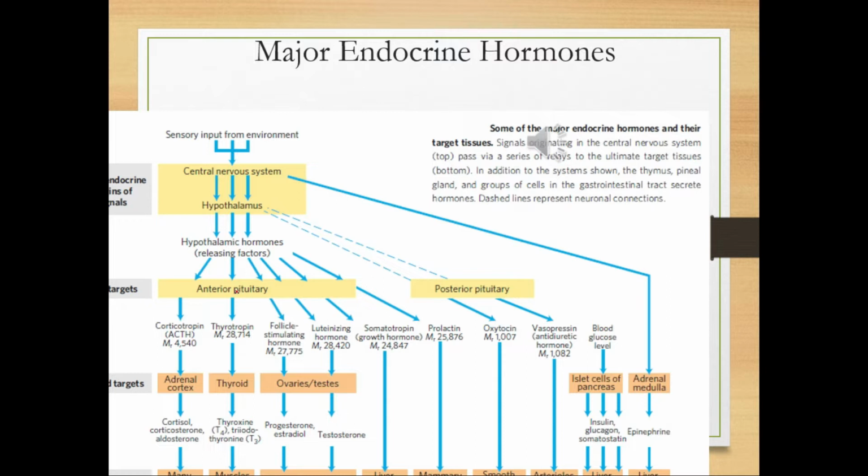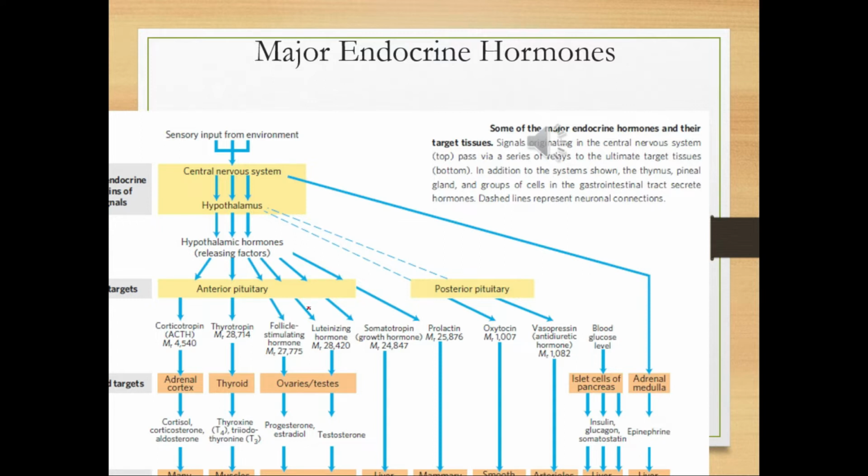Now, as we have already seen, there are two lobes of the pituitary, anterior pituitary and posterior pituitary. So, as a result, the anterior pituitary lobe secretes certain other hormones like corticotropin, thyrotropin, follicle stimulating hormone, luteinizing hormone, somatotropin hormone, also known as growth hormone, and prolactin. And when the hypothalamus acts on the posterior pituitary, it releases two important hormones, oxytocin and vasopressin. So there are a total of 8 hormones released by both lobes of the pituitary.